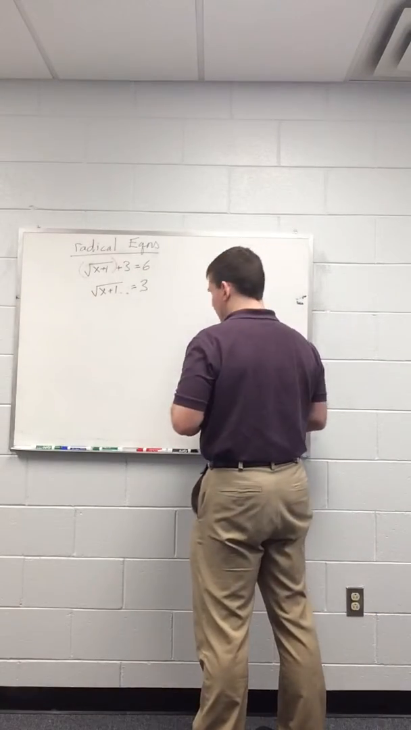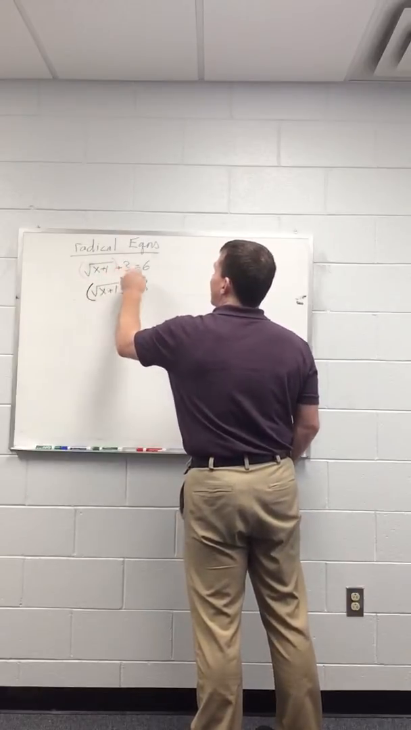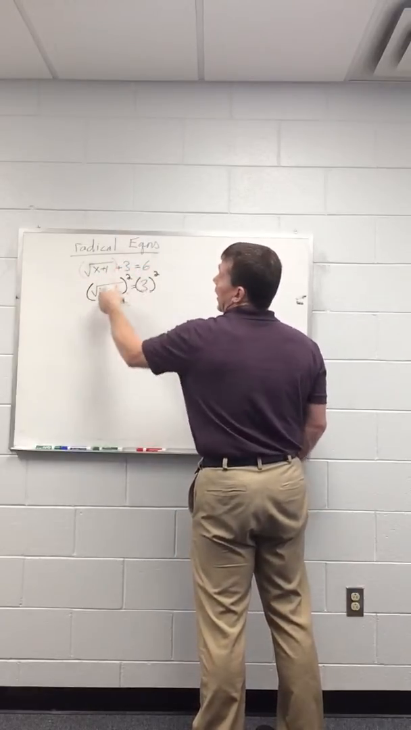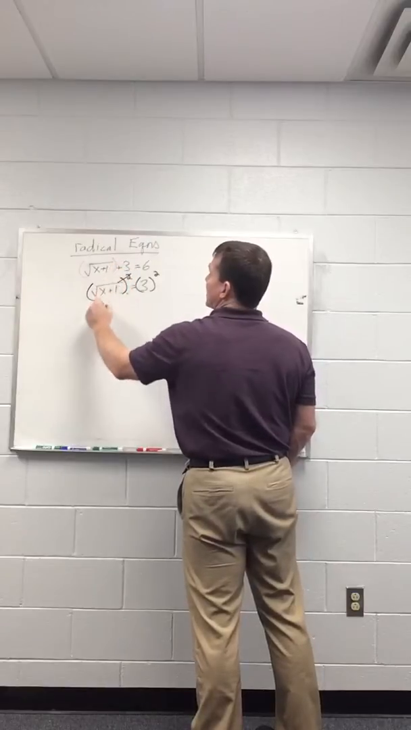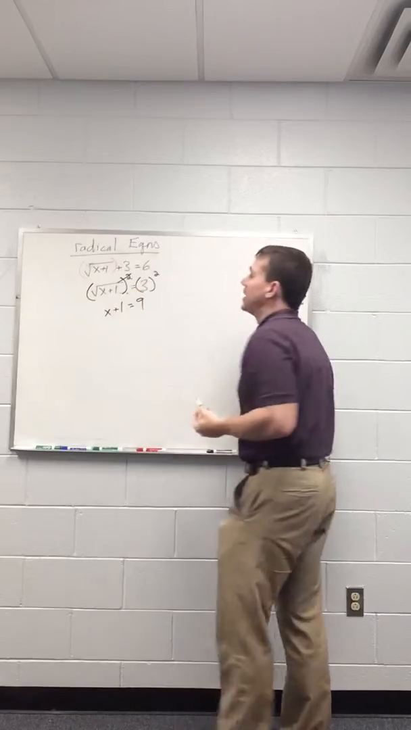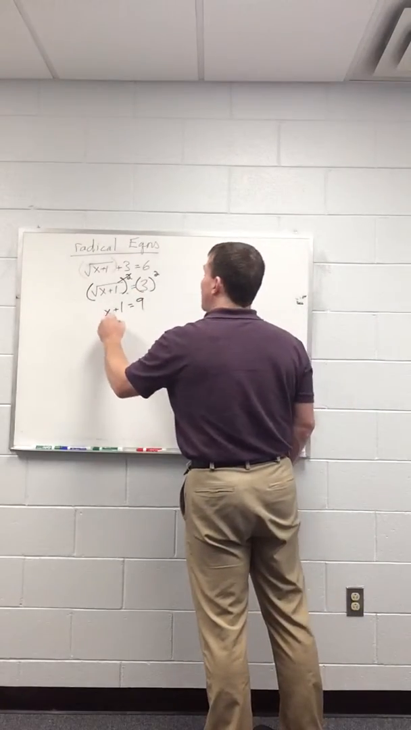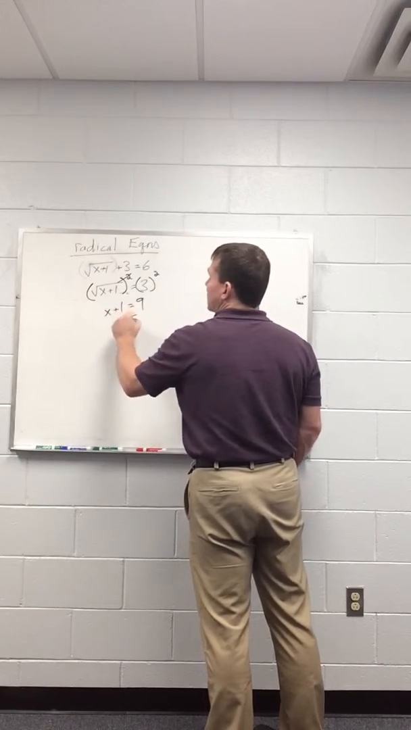How do you get rid of a square root? You square it. But whatever I do on the left, I have to do on the right. On the left, the square root and square cancel, and I'm left with x plus 1 equals 3 squared, 9. Now that's easy enough to solve. Subtract the 1 and you get x equals 9 minus 1, which is 8.